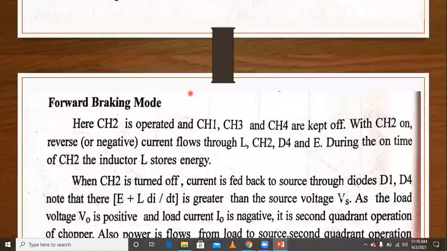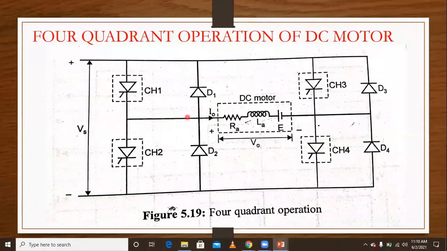Reverse braking mode, the last concept. Here CH4 is operated. Write the constant here, CH4 is operated. In reverse braking mode, current is positive and voltage negative. That is called fourth quadrant operation. Under fourth quadrant, current is positive, voltage negative. Am I right? Remember that. Current is positive, that means current flowing to the DC motor is the same, but the voltage is negative.